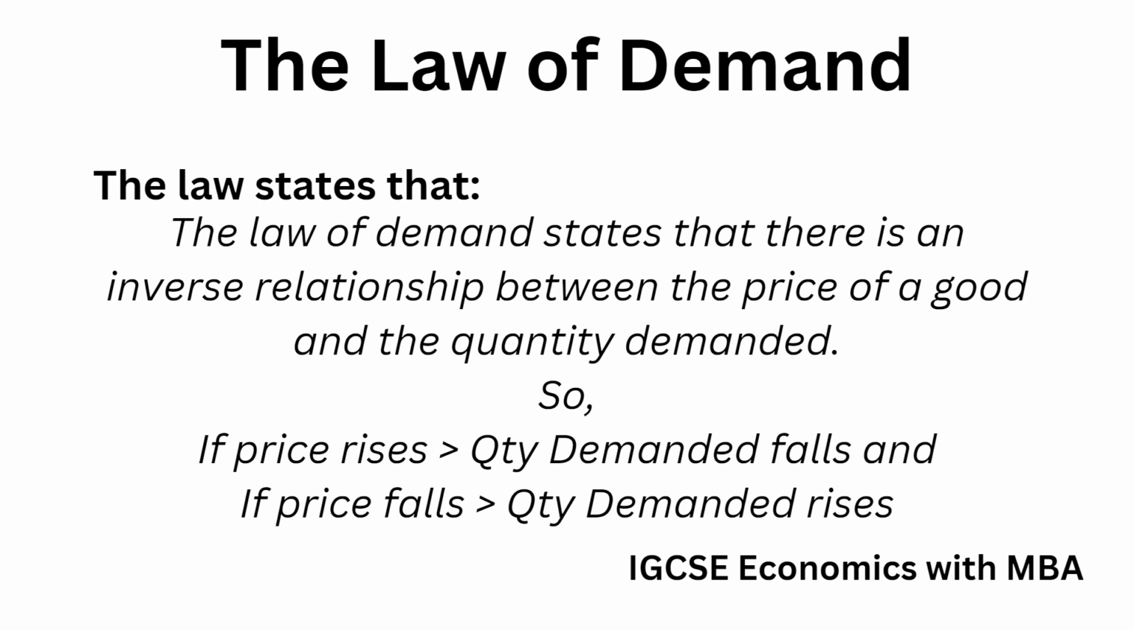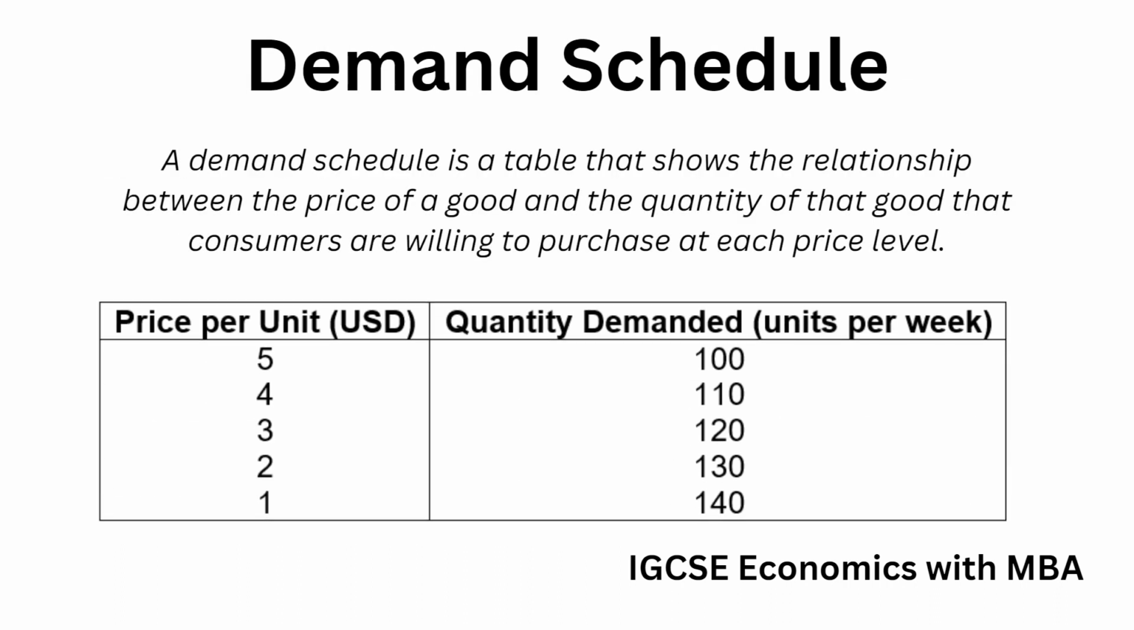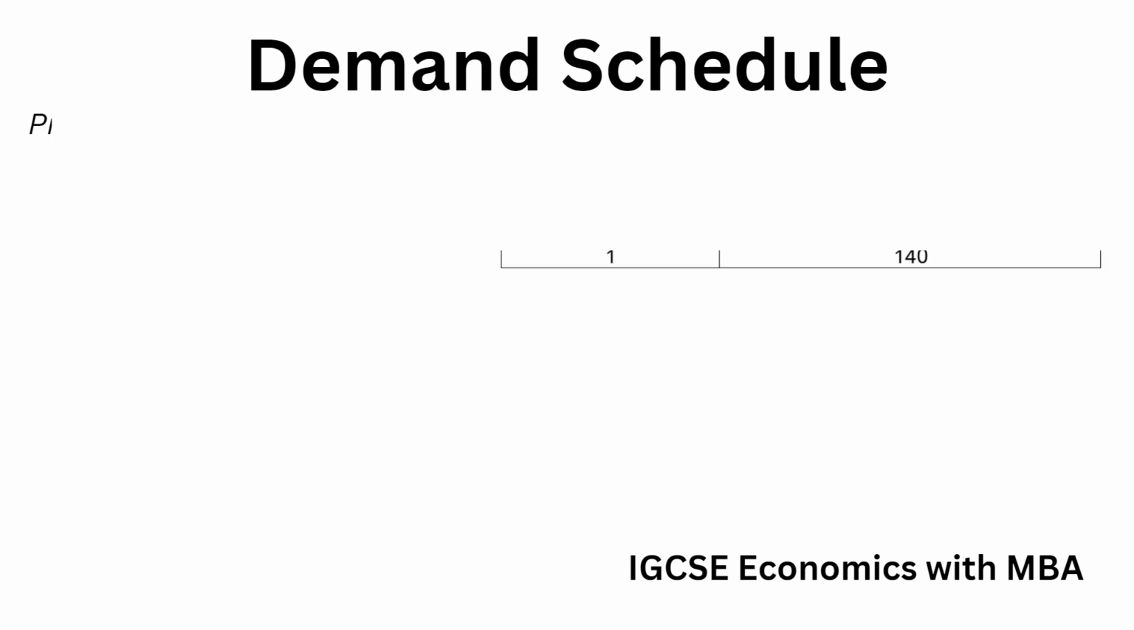Now moving on, before understanding what the graph of demand looks like, we need to understand how the demand curve is plotted. To put the law of demand into perspective, we need to understand what a demand schedule is. A demand schedule is a table that shows the quantity demanded by consumers at different price levels. You can clearly see that at higher prices the quantity demanded is lower, and as prices decrease gradually, the quantity demanded rises. With the demand schedule, we can now move on to plot the demand curve.